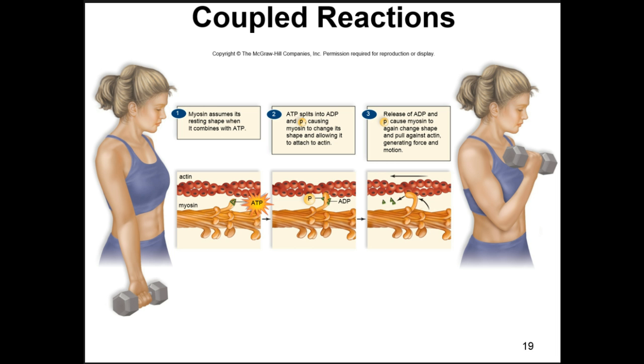When we talk about energy coupling, oftentimes you'll have the breakdown of ATP, which is exergonic, coupled to some other reaction that requires energy and is endergonic. Here you have the breakdown of ATP used to fuel the muscle contraction needed for lifting the weights. This is a coupled reaction, which is when an endergonic reaction is coupled with an exergonic reaction.